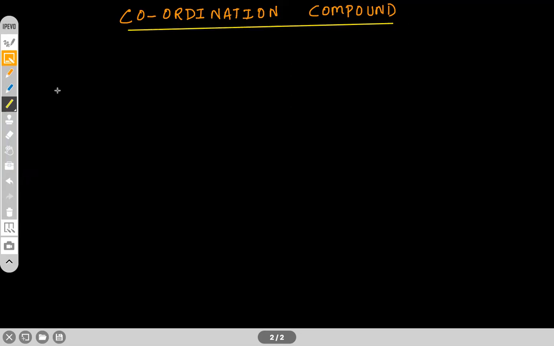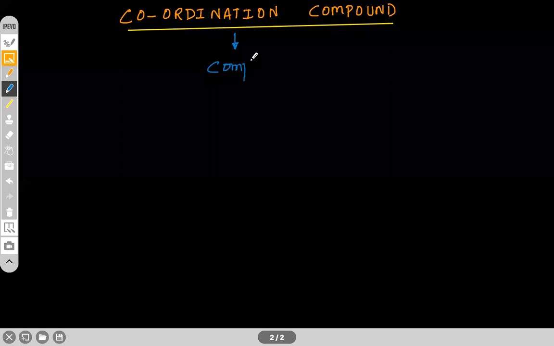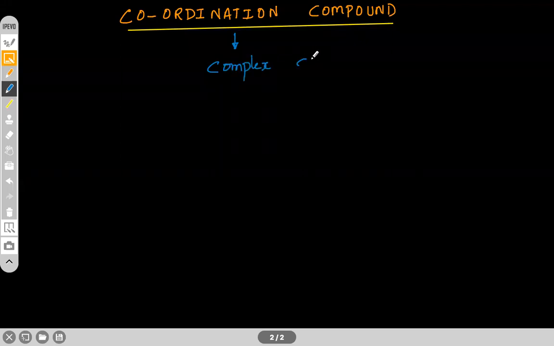Coordination compound. See, coordination compound, we also call this complex compound. It differs from the normal compound in many aspects. We'll discuss all those things one by one. But first of all, we'll see what is the use of this compound and why we are studying it. Obviously, they ask questions in the exam, but what is the use we have in day-to-day life?